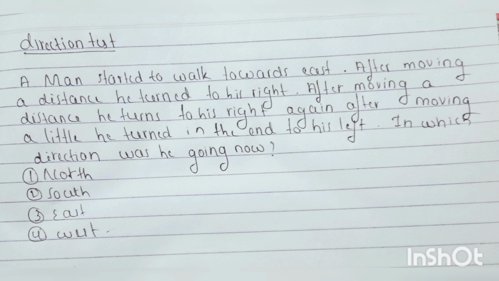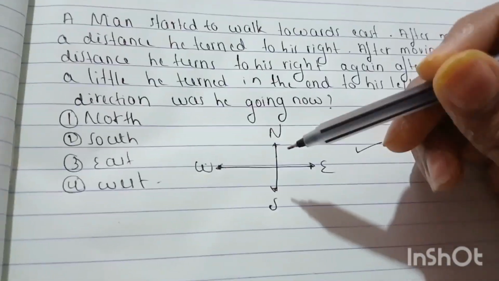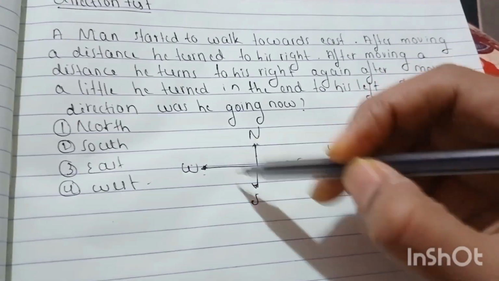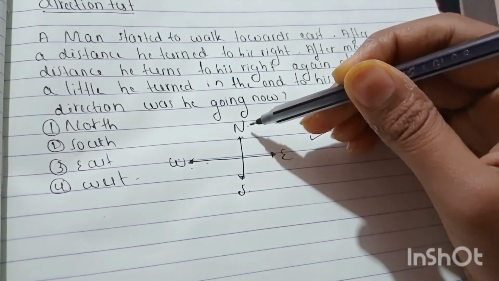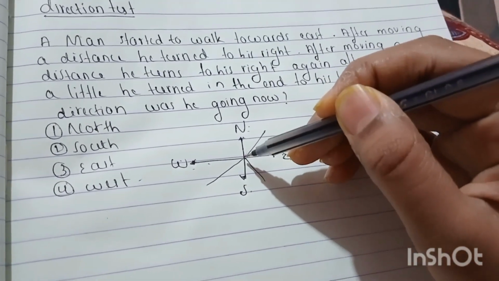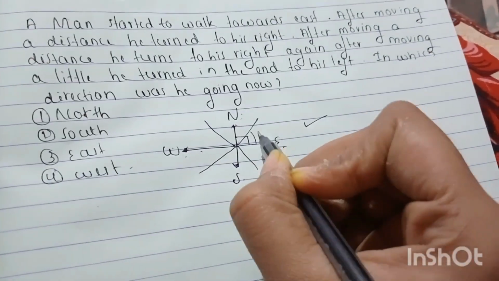As we all know, there are mainly four directions: north, south, east and west. This is north, this is south, this is east, and this is west. Please remember this. There are mainly four directions: north, south, east, west, and the in-between directions are northeast, southeast, southwest, and northwest. This angle is 90 degrees and this is 45 degrees.